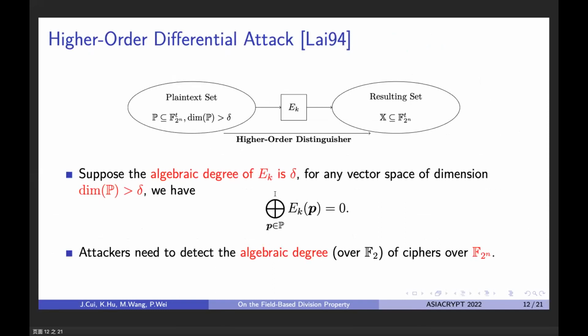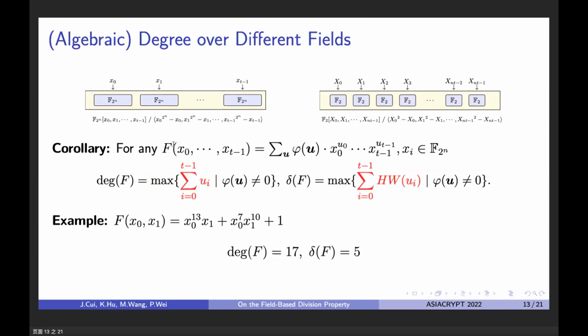Before going to the evaluation of the algebraic degree, I want to talk about the high-order differential attack. High-order differential attack was proposed by Xuejia Lai. Ek is a function with algebraic degree delta, and P is a plaintext set. If the dimension of P is greater than delta, then the sum of all plaintexts over the set P is 0. So the goal is to detect the algebraic degree of the function Ek. The basic strategy to detect the algebraic degree is to observe the polynomial representation of the cipher and then convert the polynomial degree to the algebraic degree.